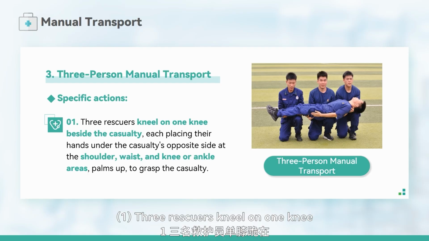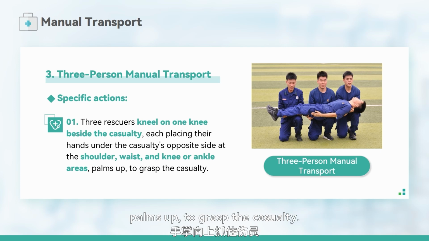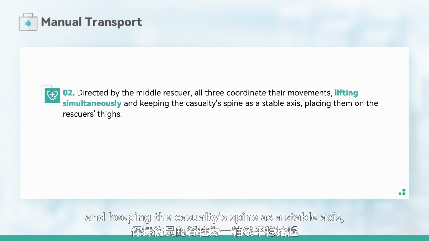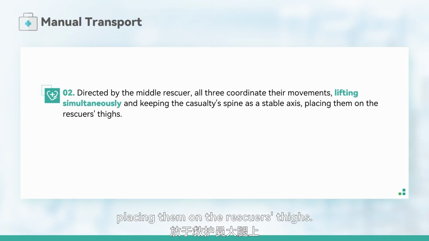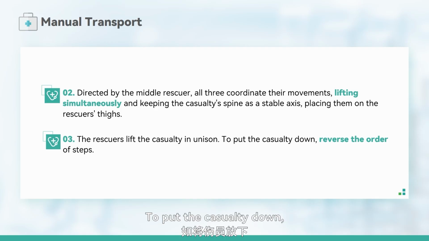1. 3 rescuers kneel on one knee beside the casualty, each placing their hands under the casualty's opposite side at the shoulder, waist, and knee or ankle areas, palms up, to grasp the casualty. 2. Directed by the middle rescuer, all 3 coordinate their movements, lifting simultaneously and keeping the casualty's spine as a stable axis, placing them on the rescuer's thighs. 3. The rescuers lift the casualty in unison. To put the casualty down, reverse the order of steps.